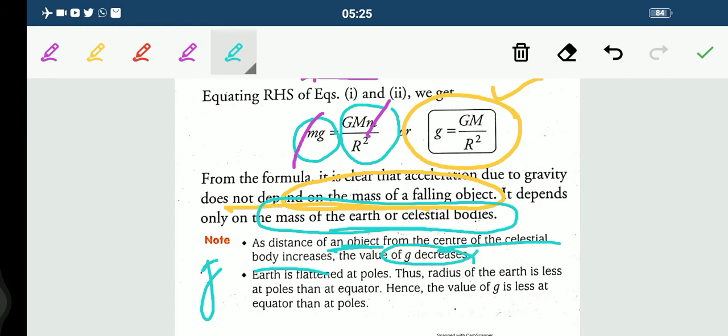Remember this thing. And the second point that they are telling is that earth is flattened at poles. This thing we know, earth is flattened at poles. So the radius of the earth is less at poles than at equator, and hence the value of g is less at equator than at poles. Remember this thing. This becomes very important, Vijay.